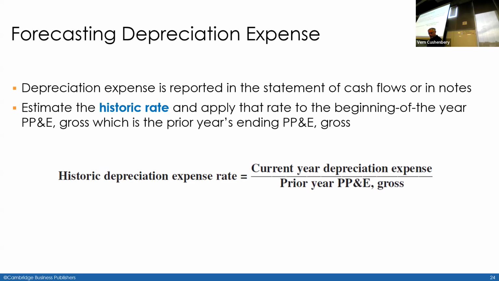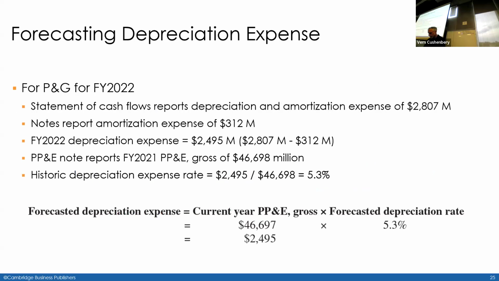Okay, depreciation's kind of the same way. We can look back at our historical rate. If we wanted to identify the historical rate of depreciation expense, we'd look at the current year depreciation expense, so just call it 2025, divided by the prior year property, plant, and equipment gross, or beginning of year 2025 gross, and that would give us our historical expense. And touched on that a bit earlier.